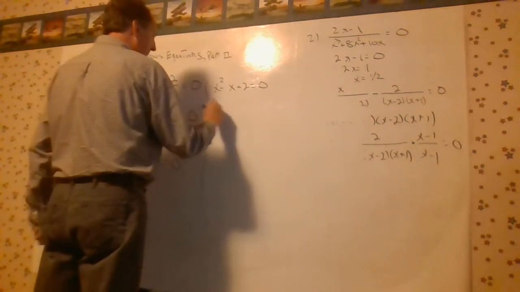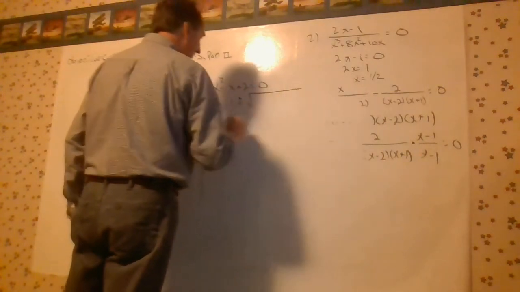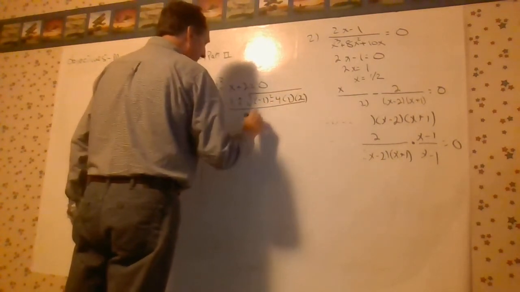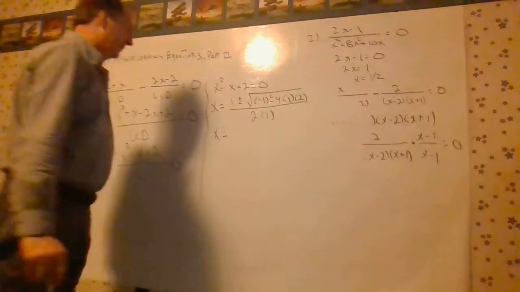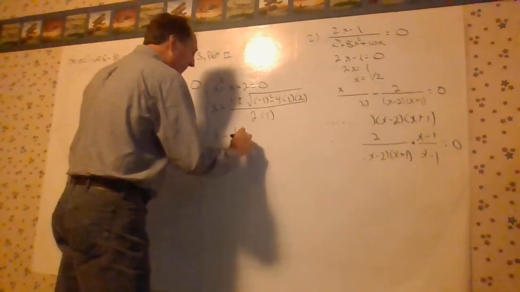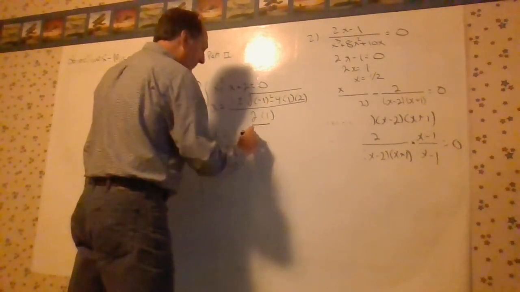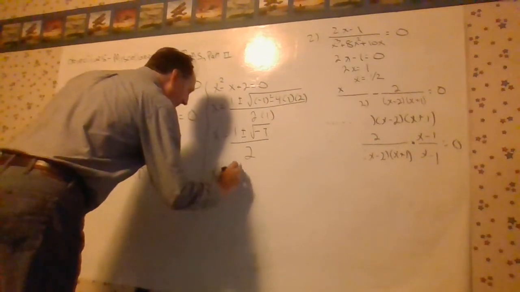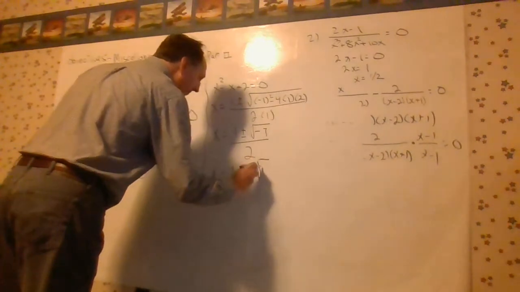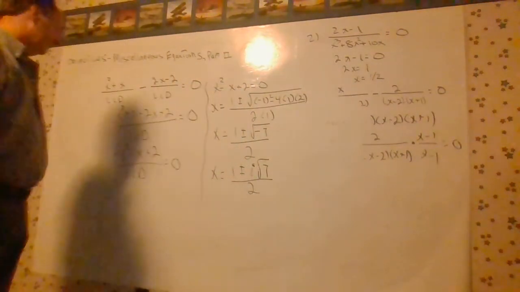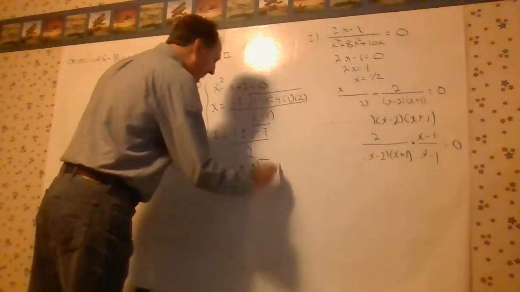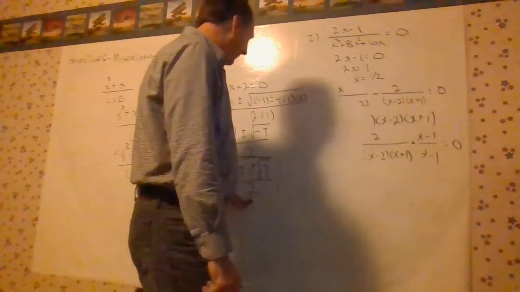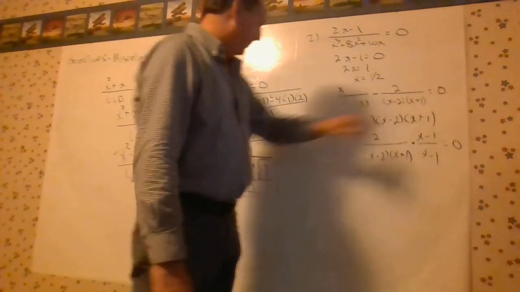We get x equals negative b plus or minus the square root of b squared minus 4ac, over 2a. Okay, and we have 1 plus or minus the square root of 1 minus 8, which is the square root of negative 7, over 2. And we get 1 plus or minus i radical 7 over 2. Okay, there are two solutions to that equation. And none of them are extraneous. Obviously, we don't see 1, minus 1, or 2 on that list.